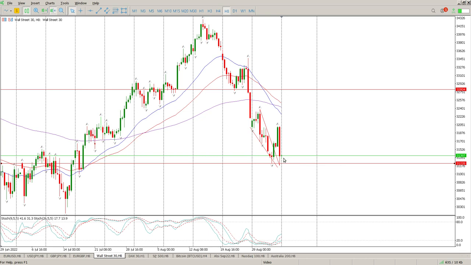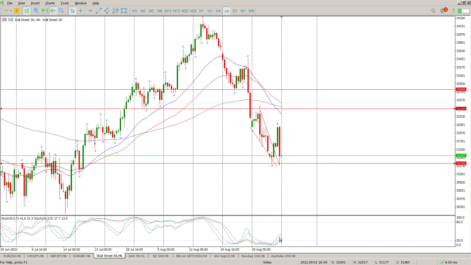So what we're looking for is price action in this zone that indicates that that is what is going to happen. And then what we're looking for is a move pretty much to this area here, which is 32,394. So that's kind of the view that we've got.